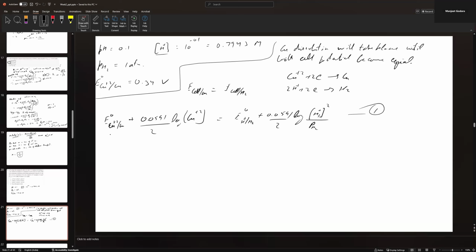Wait, 0.34 plus 0.0591 by 2 log of the copper ion concentration, which we have to find, equals 0 plus 0.0591 divided by 2 log of the H ion concentration we calculated, 0.7943 squared, divided by the partial pressure of H, which is 1.